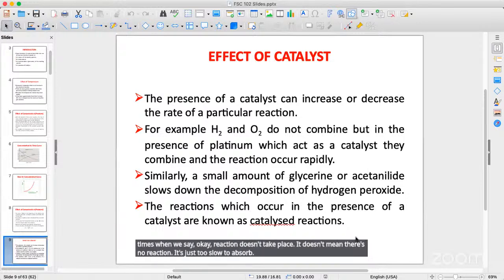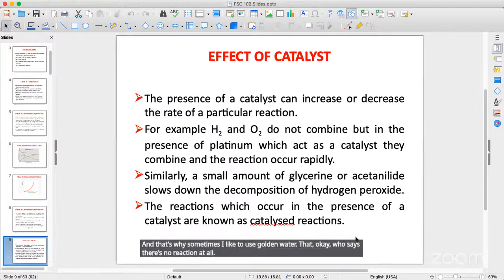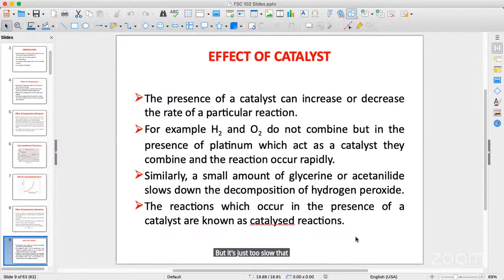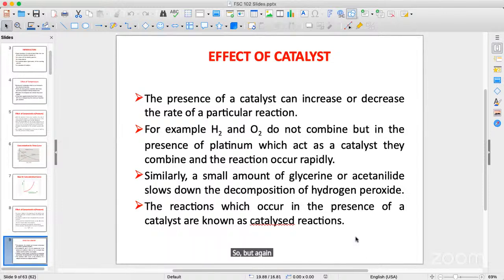And that's why sometimes I like to use gold and water. Who says there's no reaction at all? It's just too slow for you to even observe anything. It might take 1,000,000 years. But again, it doesn't mean that you can't have a reaction if you introduce a catalyst. And it's the same thing here. H2O2, you won't notice any reaction, but introduce a catalyst, you have a very rapid reaction taking place.